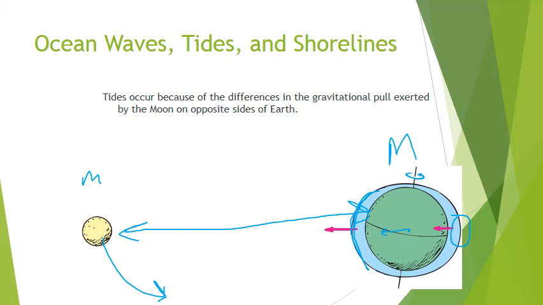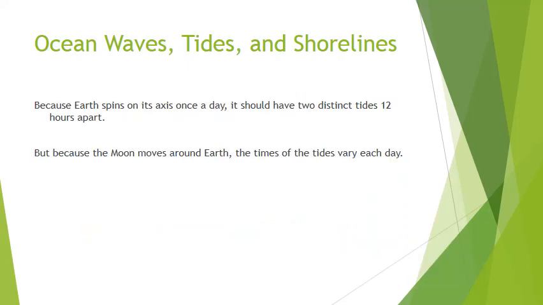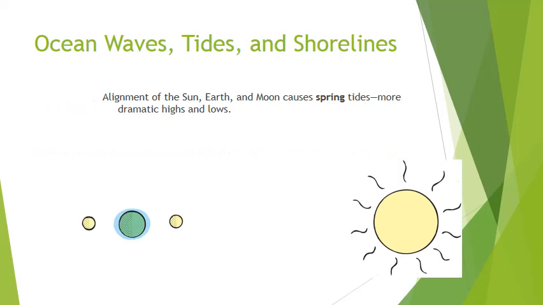And so you wind up with two bulges and then two kind of low areas. And as the Earth spins, during the course of 24 hours, spinning once on its axis, it's going to move through two bulges and two low areas, and that's where it experiences the tides. So it has essentially two high tides that are about 12 hours apart and two low tides about 12 hours apart.